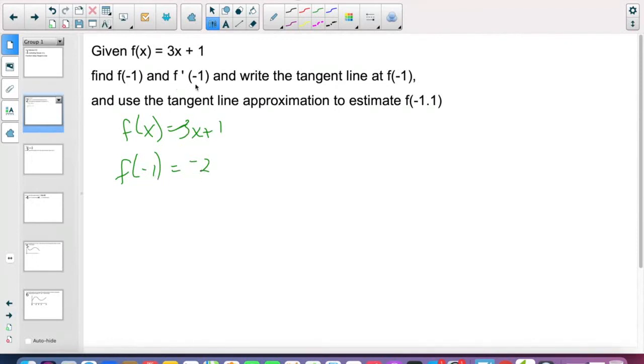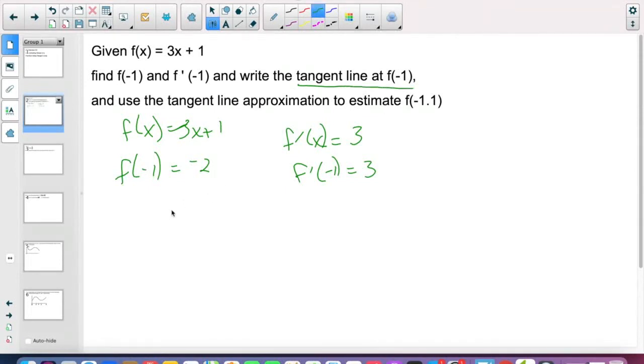They want us to find f prime at negative 1. F prime of x is what we get when we take the derivative, and that would just be 3. And so we know from our previous knowledge that the derivative of a function at a specific x value is the slope of the tangent line. And if I plug negative 1 into this and get f prime at negative 1, I would still have 3. So that gives us enough information to write the tangent line at f of negative 1.